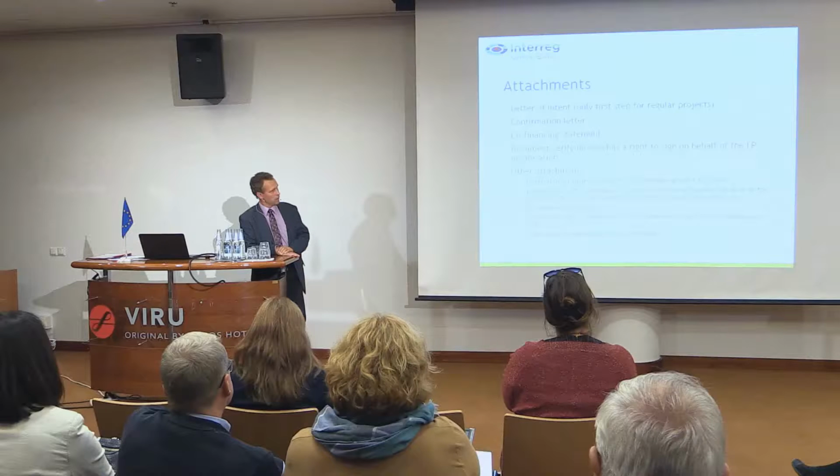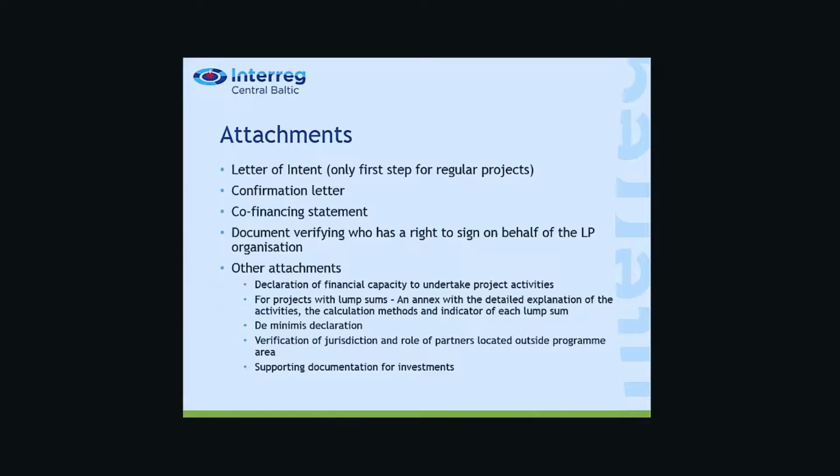But in first step, all partners need to give this letter of intent signed by somebody from the organization. It doesn't have to be an official person who has legal right to sign the document, something like the mayor of the city or something like that. My department head or somebody who would be connected with the project is enough. And the main idea is that yes, we really want to cooperate. And then other attachments are needed for both small and regular projects.